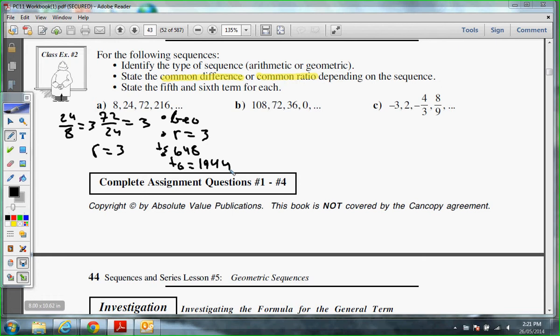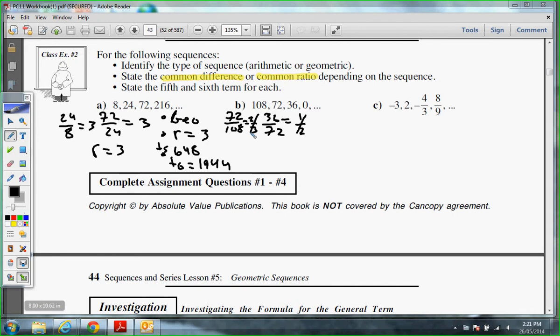So this one looks like, let's see here, we can try it: 72 over 108, and we can do 36 over 72. 72 over 108 looks like 2/3. This is 1/2. So they don't have a common ratio, so it's not geometric. It's going to be arithmetic.